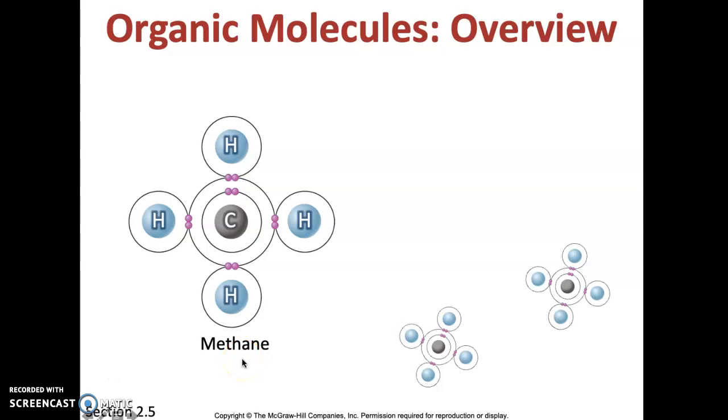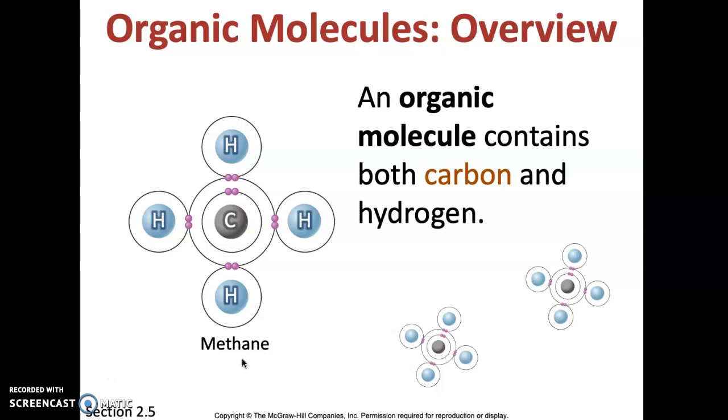Welcome Bio11A to organic molecules, and we start out with an overview of a molecule like methane. So an organic molecule, if it's organic, it contains carbon and hydrogen, okay? Not organic carrots that you get at the store that means that it hasn't been grown with pesticides. It means, in chemistry, if it's organic, it means it contains carbon and hydrogen. So the example of methane here is an organic molecule because it has both. It has carbon and it has hydrogen.